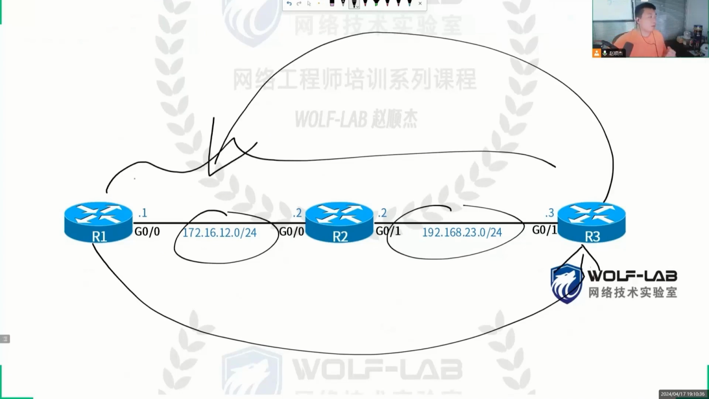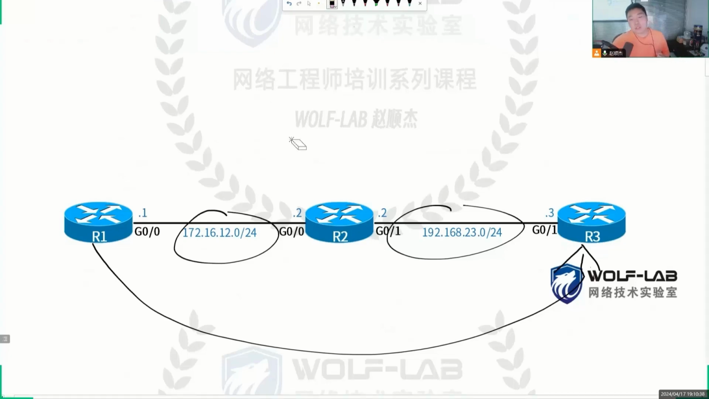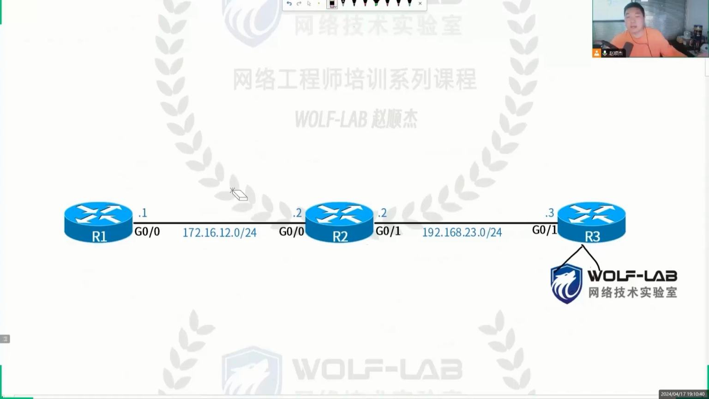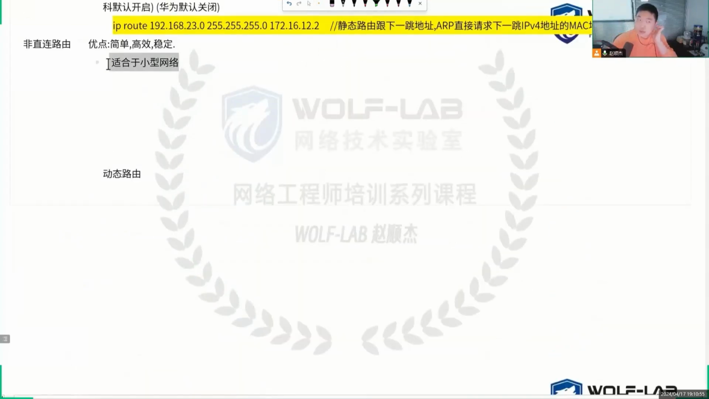Everyone can access it. But if there are 15 devices interconnected pairwise, there are 14 network segments in total. So, if you want them all to be able to access each other, each router would need to enter about 12 to 13 static routes.